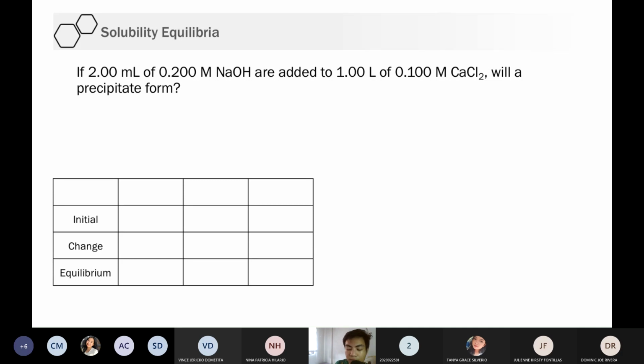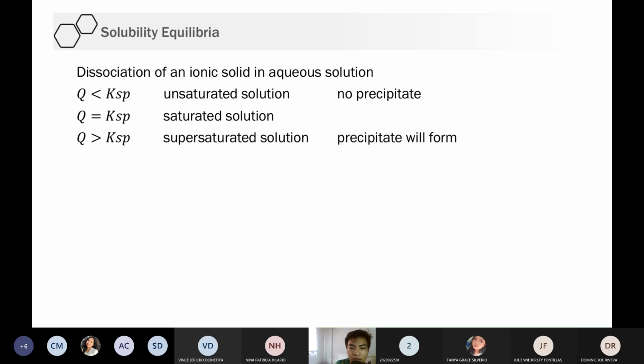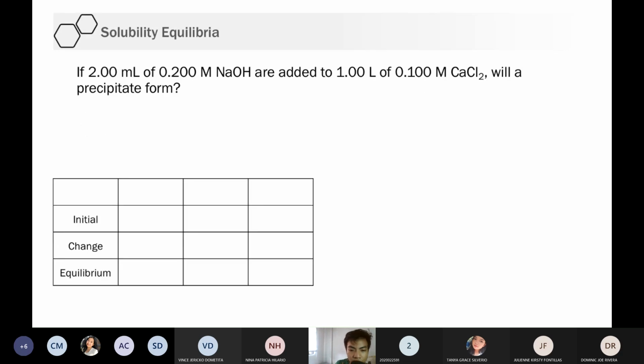Ang precipitate na ma-form from those ions ay calcium hydroxide. Kung naaalala nyo pa yung solubility rules, ang hydroxide, soluble lang yan if meron kang group 1 metals and barium. Pero anything else, hindi na siya soluble. So, kapag pinaghalo natin to, ideally, may precipitate na mabubuo. Pero, di ba sabi natin kanina, there is a limit, there is a threshold para mabuo yung precipitates. So, let's check kung na-reach ba nila yung threshold para mabuo yung precipitate.